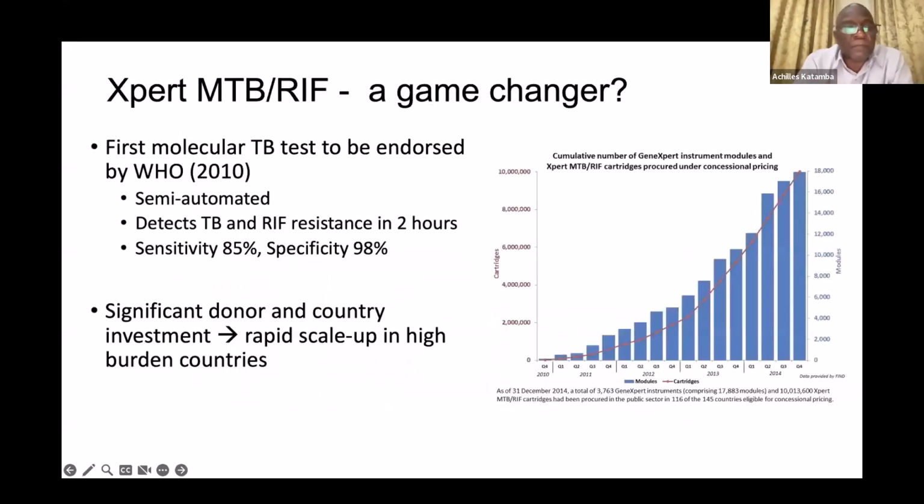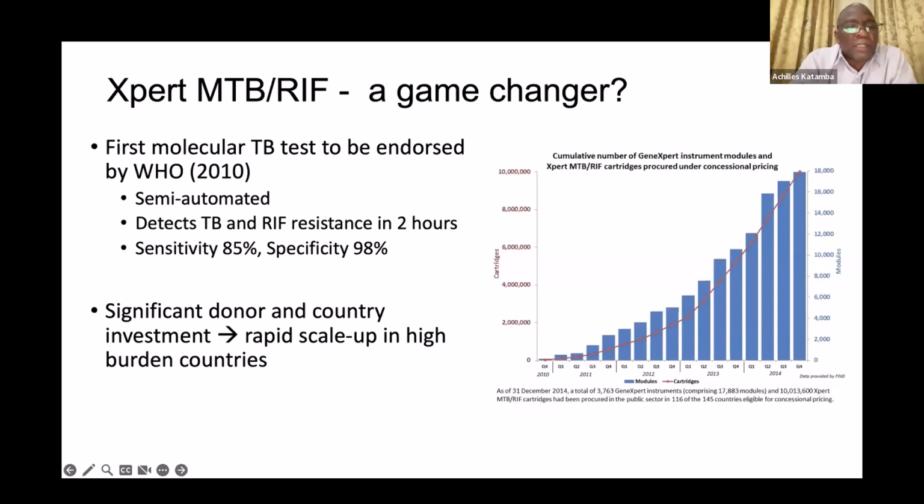Next slide. So a few years ago, Xpert MTB was developed. Before that, we had an old test for diagnosis, the smear microscopy test, which is more than 100 years old and less sensitive. So when Xpert came in, there was a lot of expansion of the Xpert test. It is semi-automated, detects TB within 2 hours and is highly sensitive. So it was thought that this test would be a game changer.